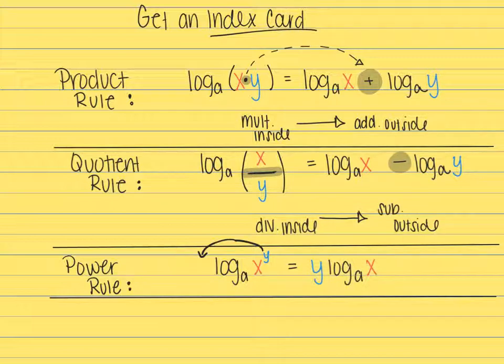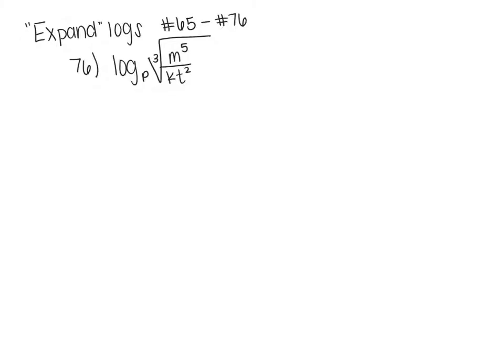In the rest of the homework, 65 through 85, all of those have to do with these 3 properties. These are the only 3 properties you have for condensing and expanding logs. So in numbers 65 through 76, the directions look a little different in your textbook, but you are expanding these, and that's the way it will be written on the test. You're taking them from 1 log and turning them into 5 or 6 logs. So I'm starting with number 76. I have log base p of the cubed root of m to the 5th over k t squared.